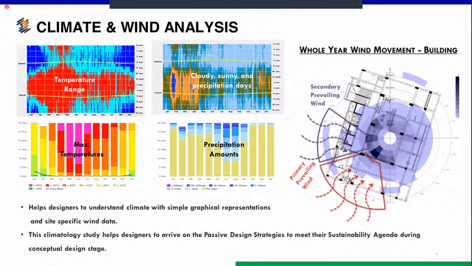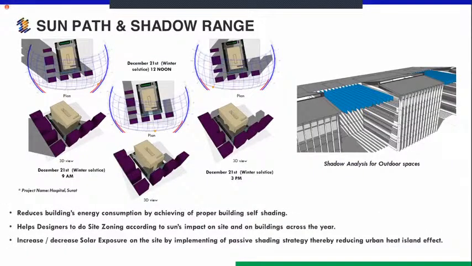The temperature will help us design specific climate-related strategies. Certain climates would be suitable for cross ventilation, while strategies like having a Trombe wall would be suitable for different climates. Those climate-oriented strategies would be sorted out at the climate level. The next one is sun path and shadow range analysis.